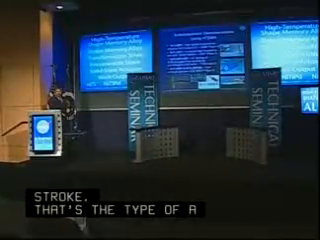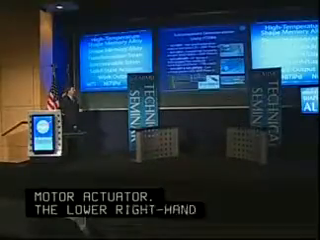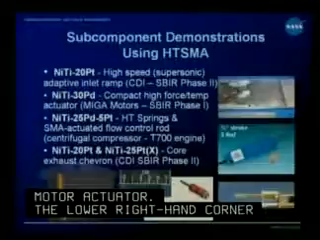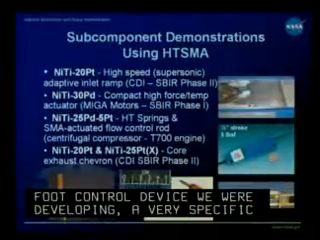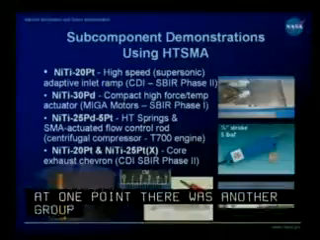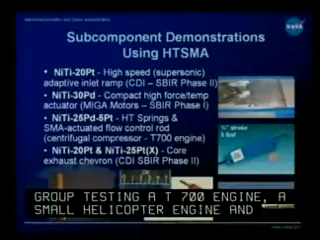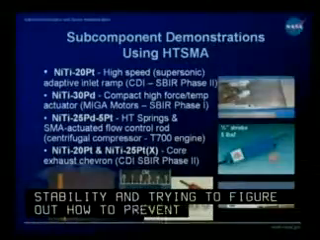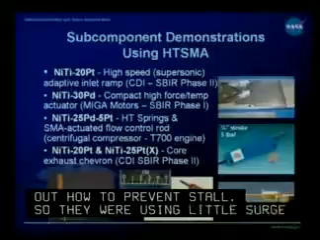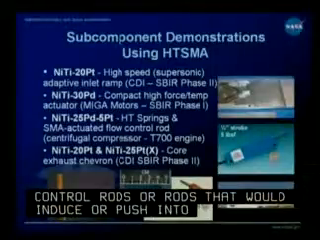The lower right-hand corner is a flow control device that we were developing. Actually, it was a very specific application. At one point, there was another group testing a T-700 engine, which is a small helicopter engine, and they're trying to look at flow instabilities and trying to figure out how to prevent stall. So they were using little surge control rods that they would push into the centrifugal compressor to create turbulence and reattach the flow.